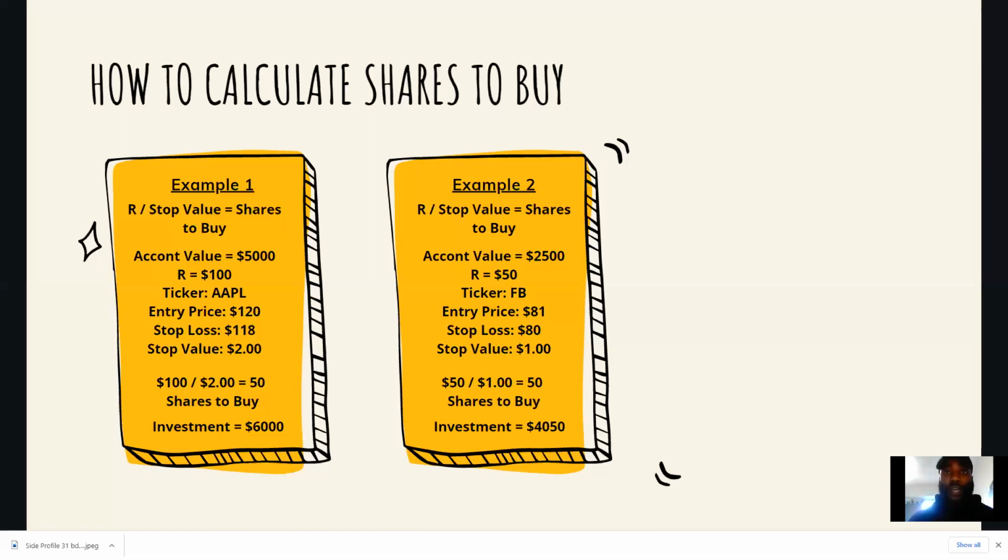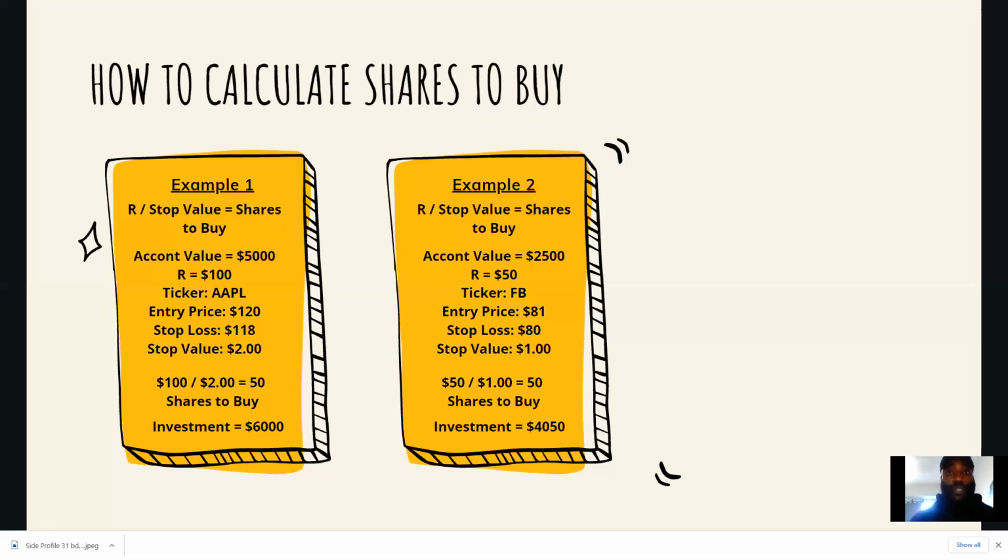So we come down and we plug those numbers in. Now 50 divided by $1 is 50 shares to buy. You see, we used completely different numbers, but based off of our formula, we still came back with the same amount of shares to buy. And now I'm not saying 50 is always going to be the amount of shares you buy, but I just wanted to show you the flexibility that we are given when we use this formula.